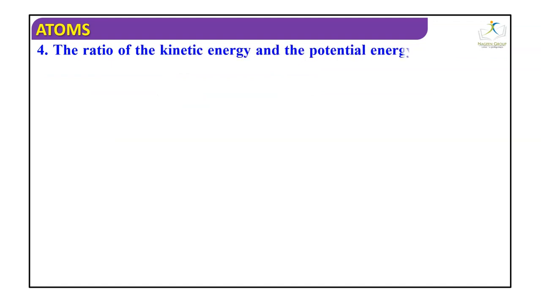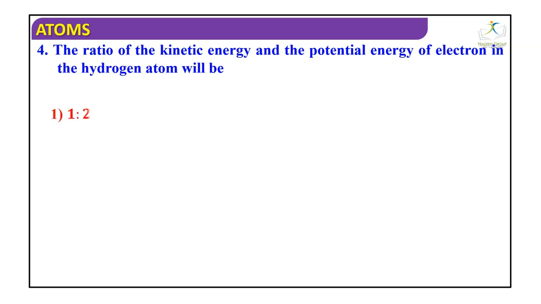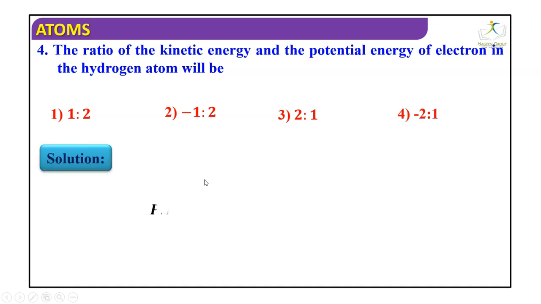Next question: the ratio of the kinetic energy and the potential energy of an electron in the hydrogen atom will be 1:2, -1:2, 2:1, or -2:1. Let's move with the solution part. We know that potential energy is minus 2 times the kinetic energy. So the correct option for this question is -1:2.